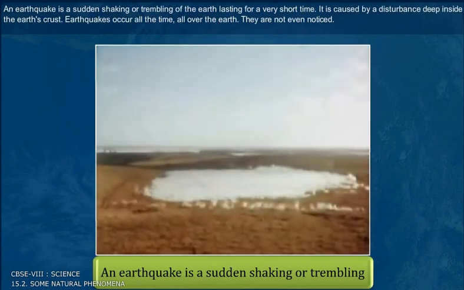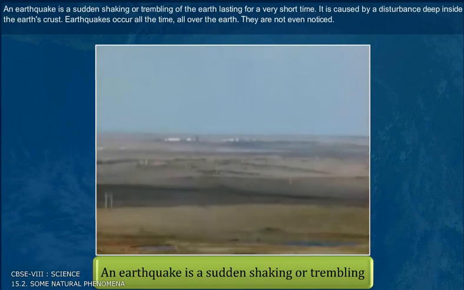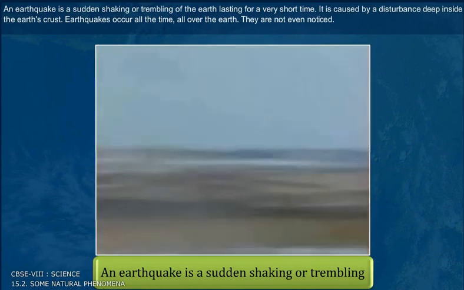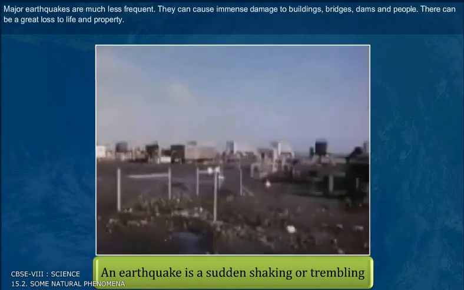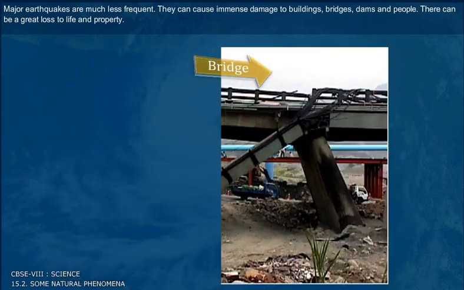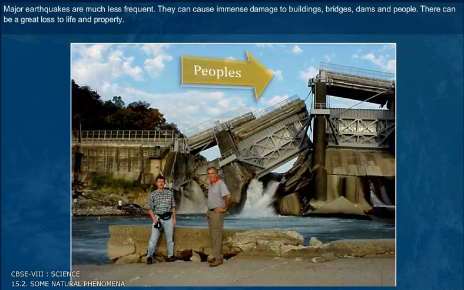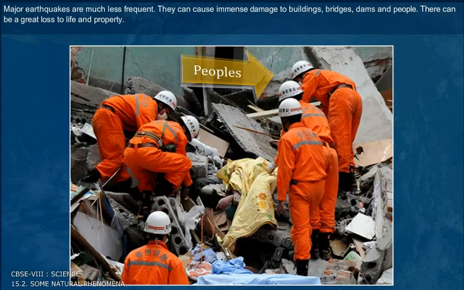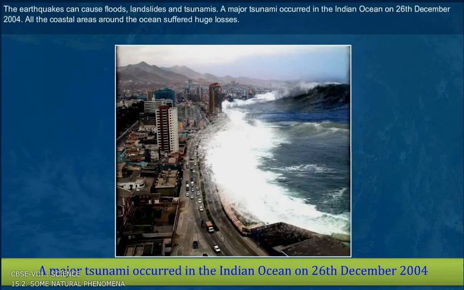Earthquakes occur all the time, all over the earth. They are not even noticed. Major earthquakes are much less frequent. They can cause immense damage to buildings, bridges, dams, and people. There can be a great loss of life and property. The earthquakes can cause floods, landslides, and tsunamis.